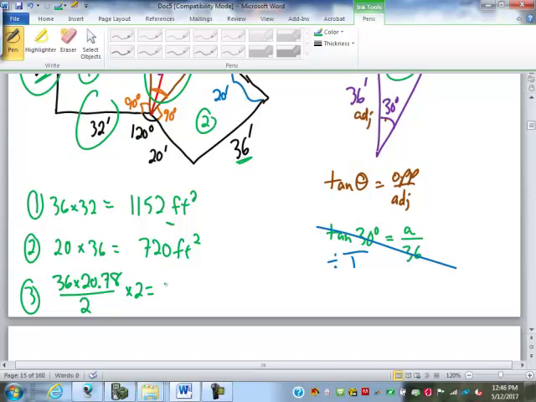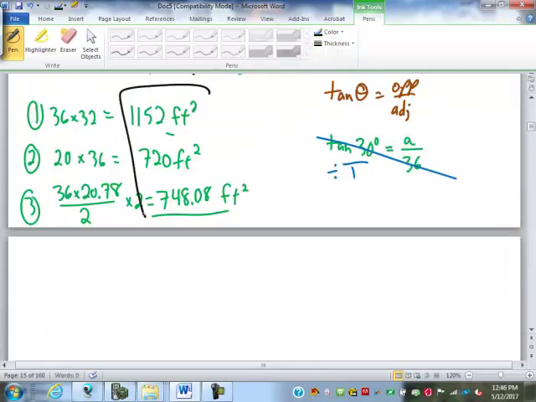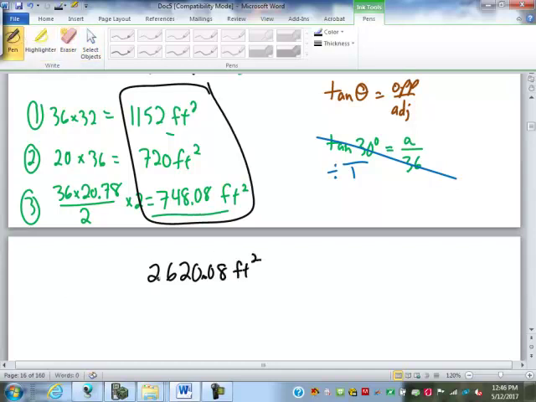So what does that give us? 0.08 square feet. So we add that all up, those 3 numbers. $26.20.08 or 2620.08 square feet. That is our floor area.